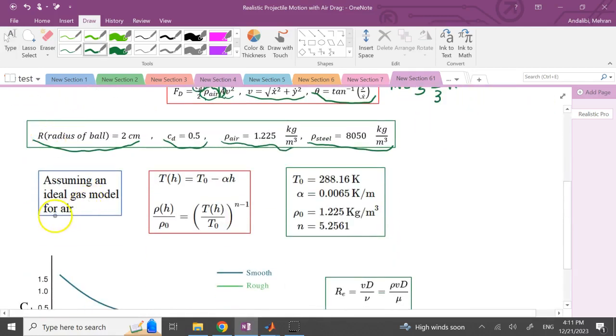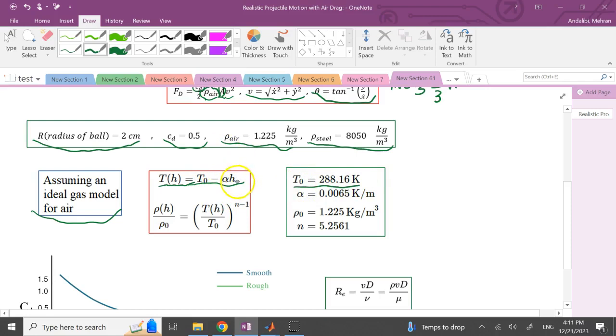Here, we assume for now that the air is an ideal gas model. Okay, you know air is not an ideal gas, but here we do simplification. We can make this model more complicated. And here we also assume that the temperature at elevation h drops linearly with elevation. So if at the sea elevation the temperature is 288.16 Kelvin, as you go up, the temperature linearly drops.